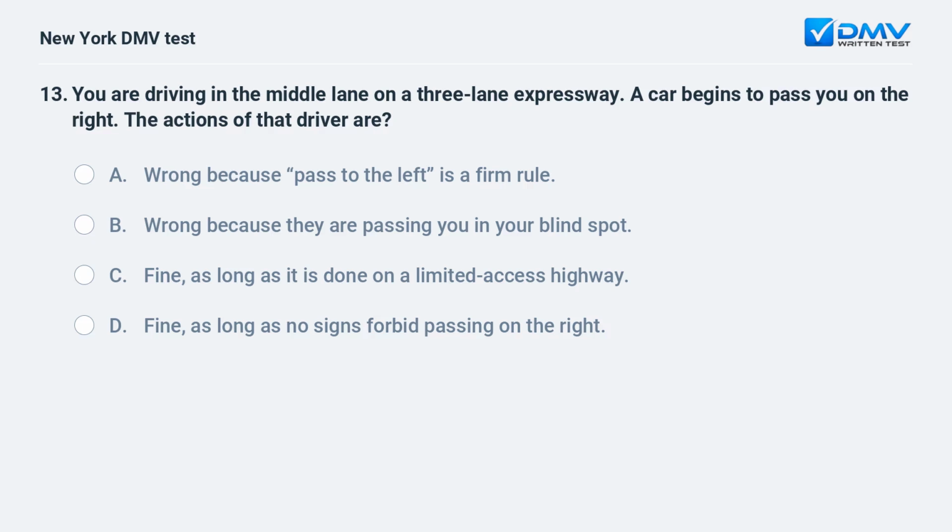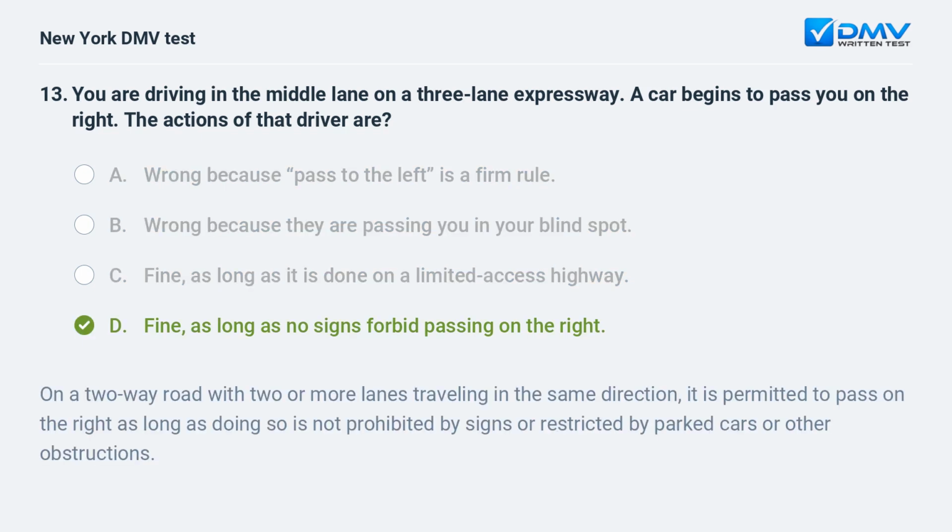You are driving in the middle lane on a three-lane expressway. A car begins to pass you on the right. The actions of that driver are A. Wrong because pass to the left is a firm rule. B. Wrong because they are passing you in your blind spot. C. Fine, as long as it is done on a limited access highway. D. Fine, as long as no signs forbid passing on the right.